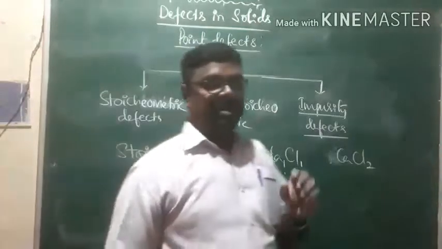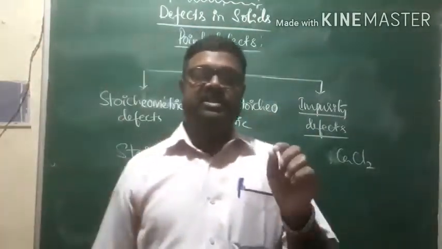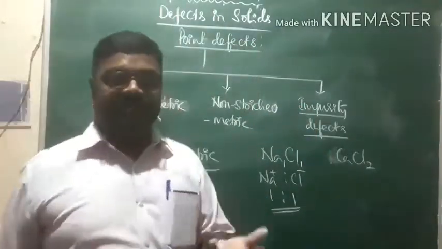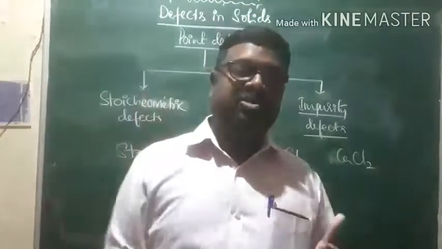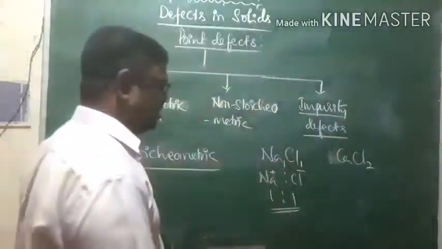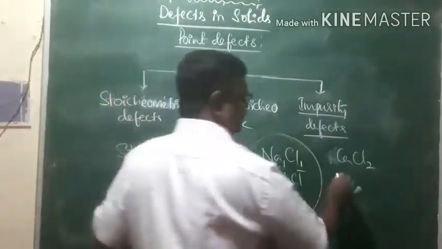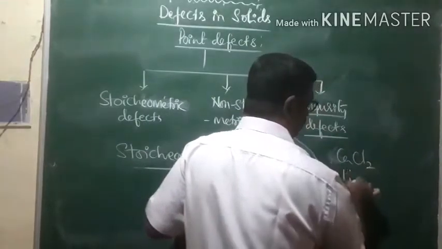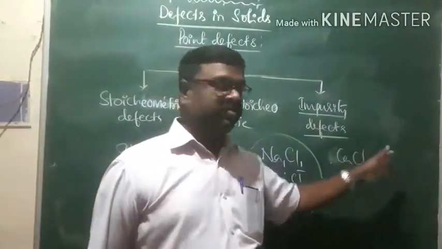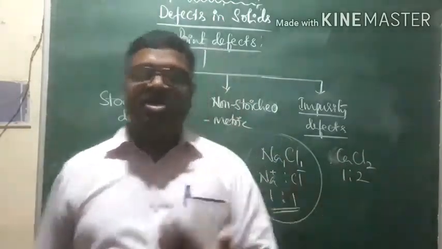Stoichiometry refers to the ratio of the number of constituent particles present in that particular substance. Okay? That is the simplest whole number ratio of the constituent particles present in a given crystalline solid. That is called the stoichiometric ratio. That is right, 1:1. In the case of calcium chloride, the stoichiometric ratio will be 1:2. That is, for every 1 calcium, there will be 2 chloride ions. For every 2 chloride ions, there will be 1 calcium ion. Like that, that is called stoichiometric ratio.